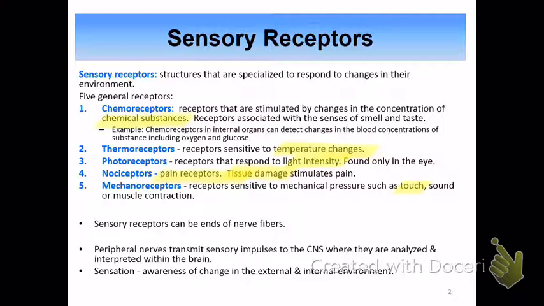Sensory receptors can be nerve fibers, and it can be peripheral nerves. It says peripheral nerves transmit sensory impulses to, remember, that stands for central nervous system, where they are analyzed and interpreted by the brain. And then, of course, you know what a sensation is. It says it's an awareness of change in the external or internal environment. And so sensation is where you're aware that something has changed, right? You feel a sensation coming on.